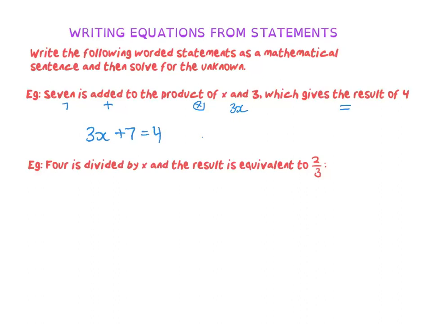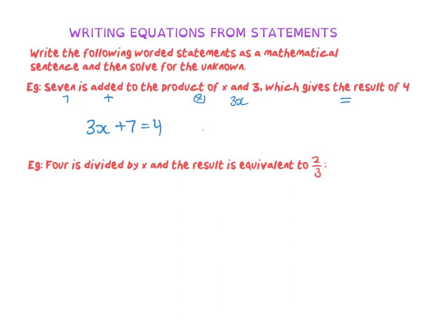So you get your equation, and then we go about solving it as normal. Okay, if we're going to solve it, we'll bring the 7 to the other side. So it's adding, so it's subtracting on the other side. So we get 3x equals negative 3. So x equals negative 3 divided by 3. So x equals negative 1. So there's our first answer.